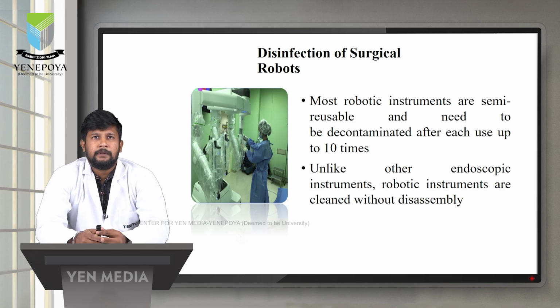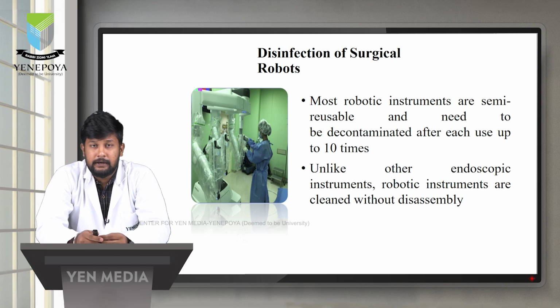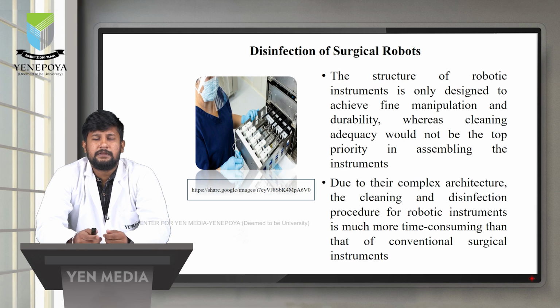Next, coming to the disinfection of surgical robots. Most robotic instruments are semi-reusable and need to be decontaminated after each use up to 10 times. Unlike other endoscopic instruments, robotic instruments are cleaned without disassembly. The structure of robotic instruments is only designed to achieve fine manipulation and durability, whereas cleaning adequacy would not be the top priority in assembling the instruments.